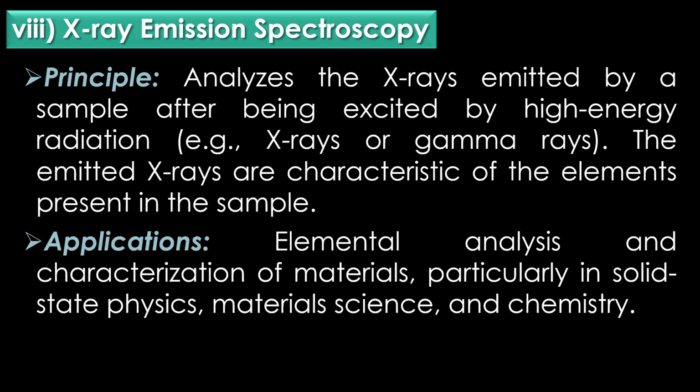The eighth type of emission spectroscopy is X-ray emission spectroscopy. X-ray emission spectroscopy analyzes the X-rays emitted by a sample after being excited by high energy radiations, for example, X-rays or gamma rays. The emitted X-rays are characteristic of the elements which are present in the sample. Regarding applications, it is used for elemental analysis and characterization of materials, particularly in solid state physics, material science and chemistry.